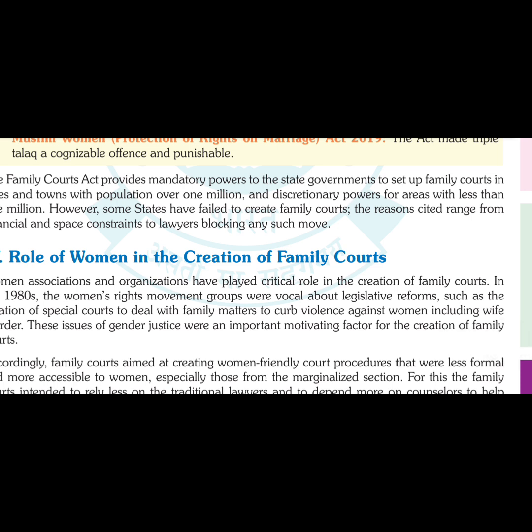The family courts provide mandatory powers to the state government to set up family courts in cities and towns with population over 1 million and discretionary powers for areas with less than 1 million. So mandatory means compulsory power to the state governments, because all this data will be with the state government, right, for their respective states. So wherever the population is more than 1 million, there they must mandatorily set up family courts.